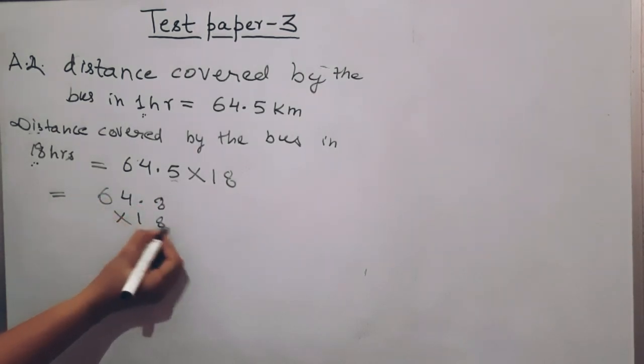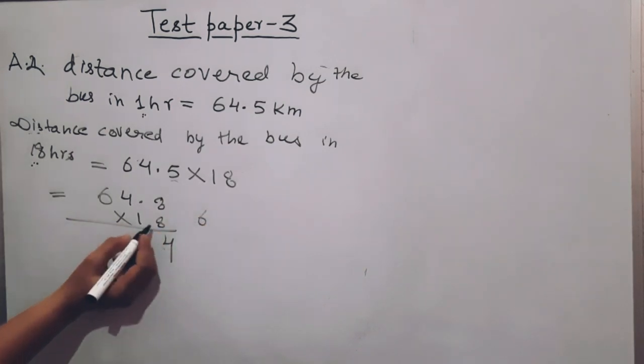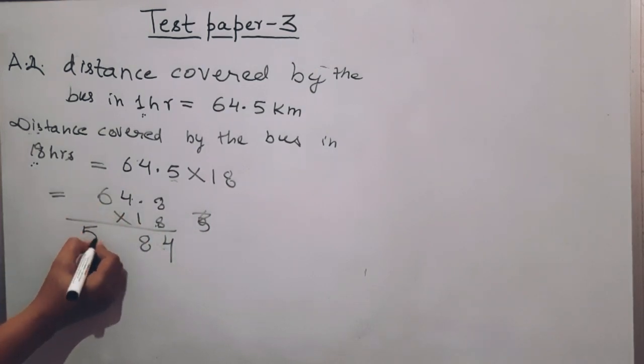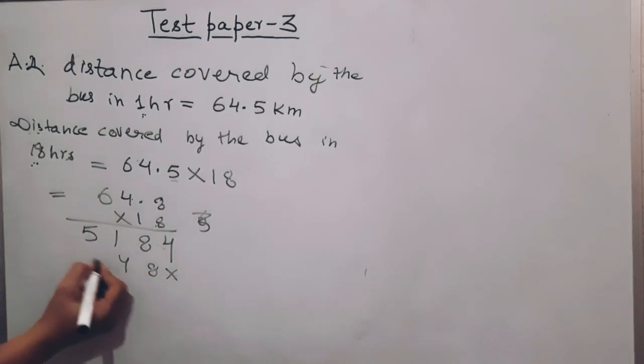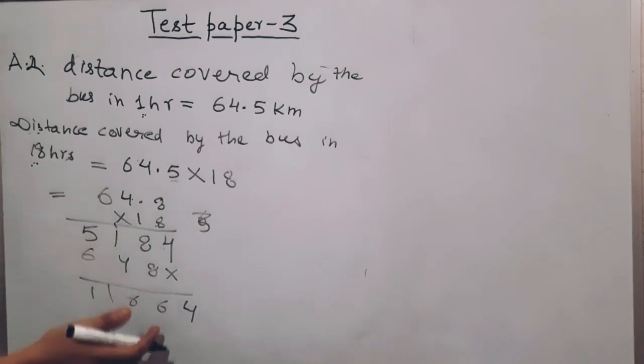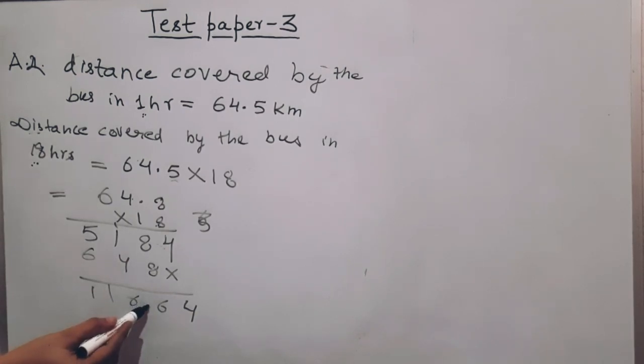So 8 8s are 64, 6 carry, 8 4s are 32, 32 plus 6 38, 3 carry, 8 6s are 48, 48 plus 3 51. Now 1 8 are 1 4 are 1 6 are. Now what we have to do? Add these numbers. Here it will be 1161.0. Now how much distance has the bus covered? The bus has covered 1161 kilometers.